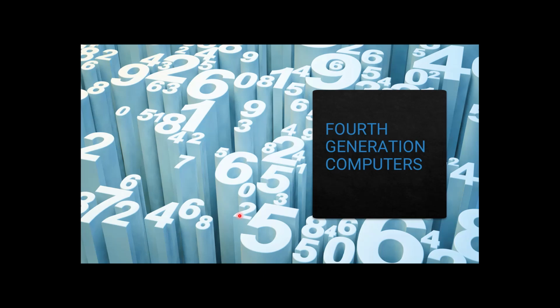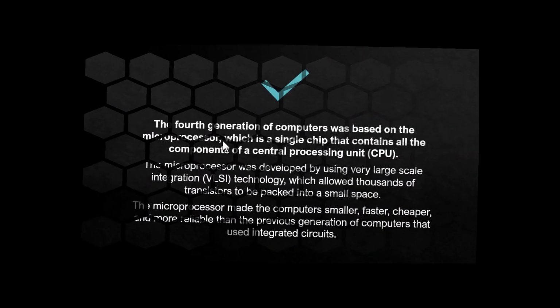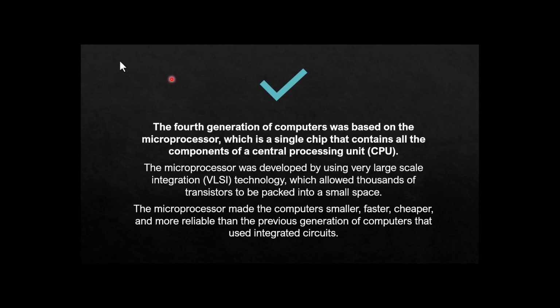The fourth generation of computers was based on a microprocessor, which is a single chip that contains all the components of a central processing unit, that's the CPU. The microprocessor was developed using large scale integration technology, which allowed thousands of transistors to be packed into a small space. The microprocessor made computers smaller, faster, cheaper, and more reliable than the previous generation of computers that used integrated circuits.